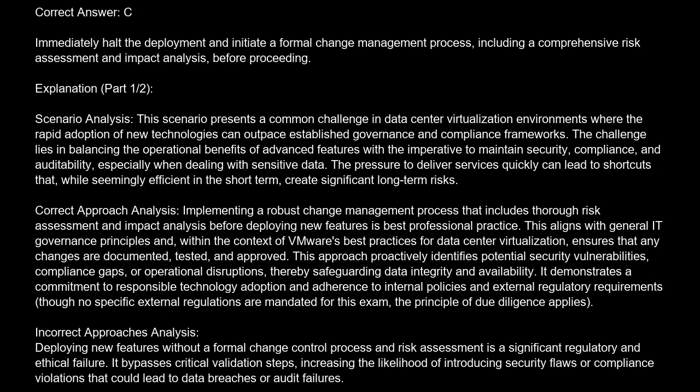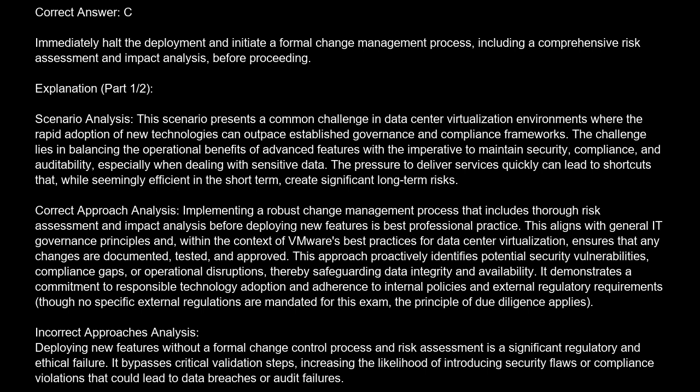Immediately halt the deployment and initiate a formal change management process, including a comprehensive risk assessment and impact analysis, before proceeding. Explanation. Scenario analysis. This scenario presents a common challenge in data center virtualization environments where the rapid adoption of new technologies can outpace established governance and compliance frameworks. The challenge lies in balancing the operational benefits of advanced features with the imperative to maintain security, compliance, and auditability, especially when dealing with sensitive data.